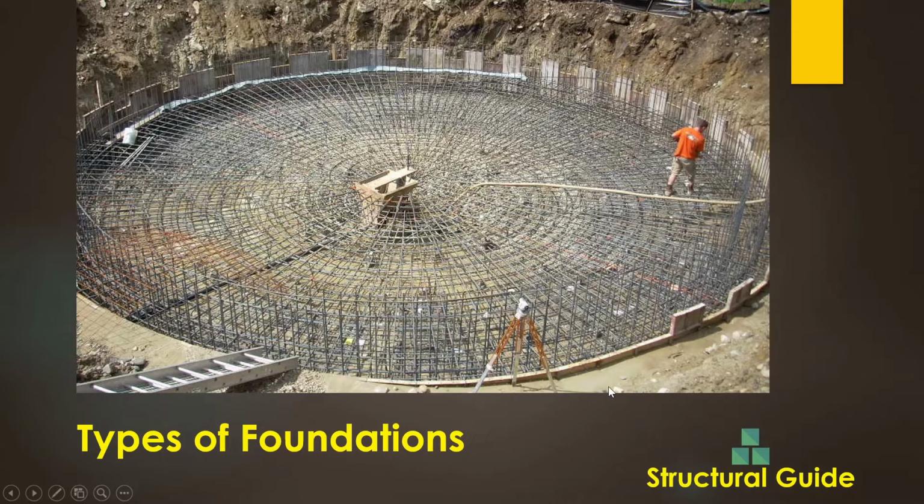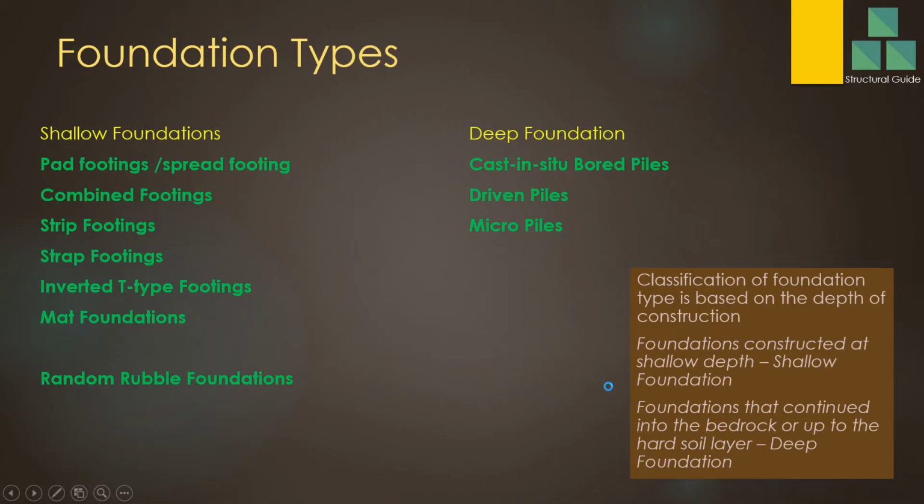Let's discuss foundation types. What are the main types of foundations? Mainly there are two types of foundations. The classification of foundations is done based on the depth of the construction. When a foundation is constructed at a shallow depth, it is called a shallow foundation. When foundations are constructed up to deep levels or rock level, they are called deep foundations.